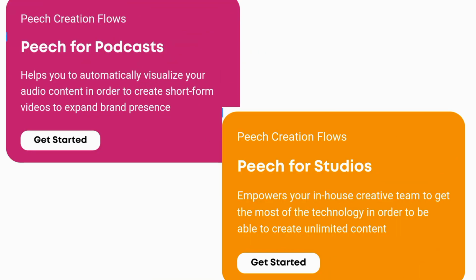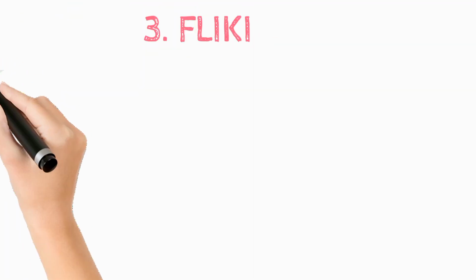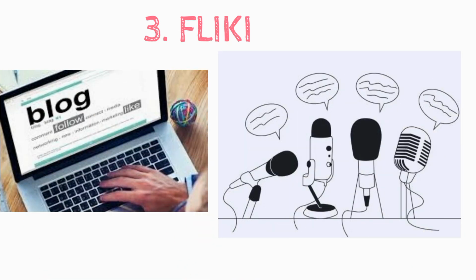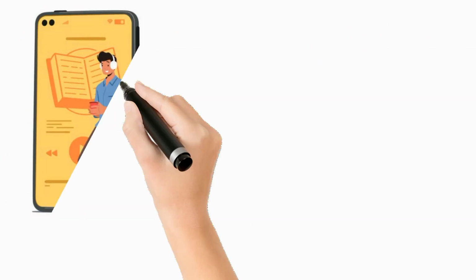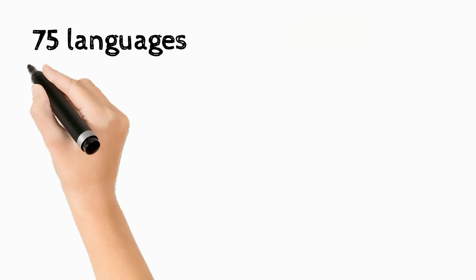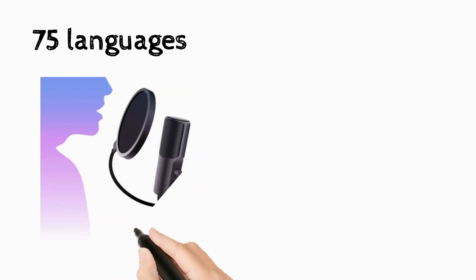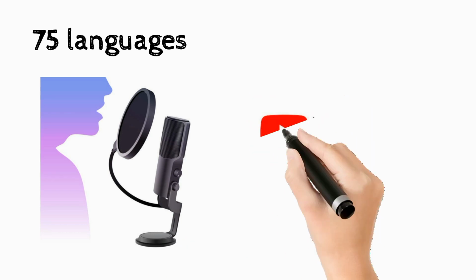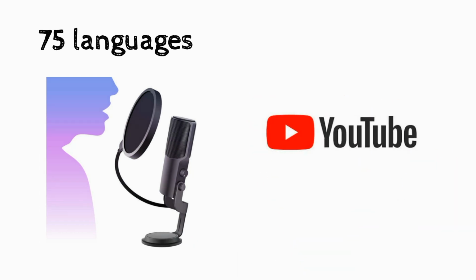Number 3, Fliki. You can make videos for blogs, podcasts, audiobooks, and how-to instructions in over 75 languages. Fliki offers over 900 human-like voiceovers. It's best for YouTube videos too.